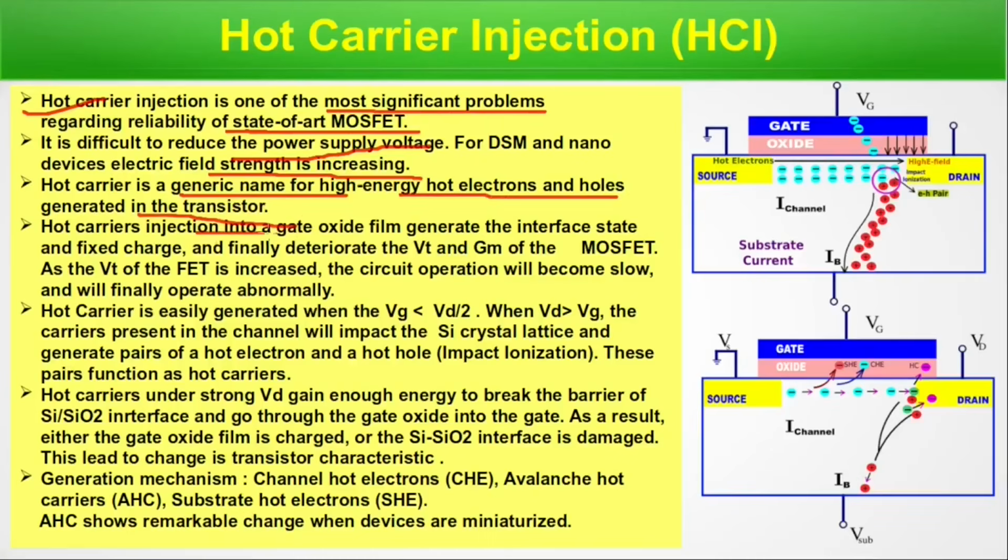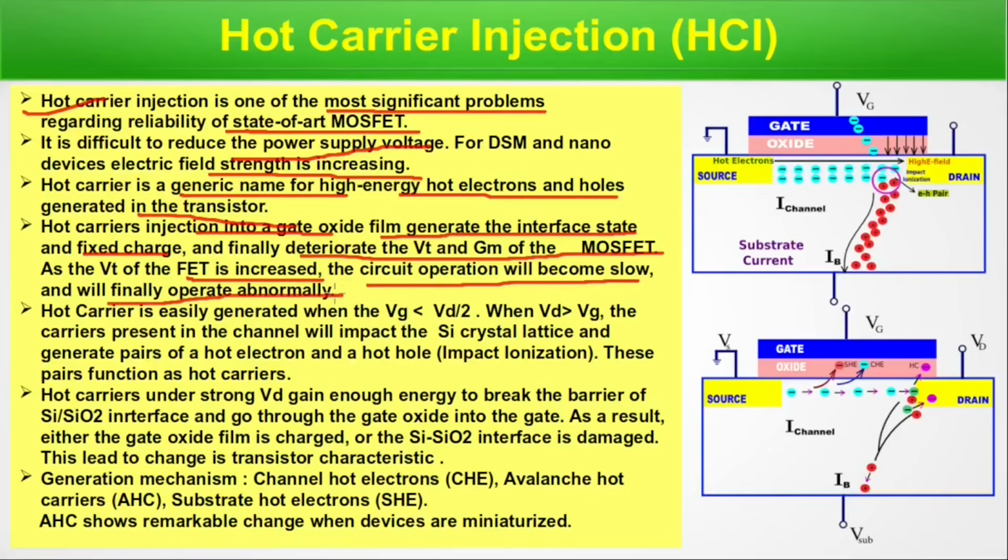Hot carrier injection into gate oxide film generates the interface state. If hot carrier is injected into gate oxide, it generates some interface state in oxide layer. And fixed charge, they do not move, but there are fixed charge, and if number of fixed charge is high, that will lead to deterioration of the dielectric layer condition or its property and lead to failure, breakage and failure. And finally deteriorate the VT and GM, that is transconductance of the MOSFET. As the VT of the FET is increased, the circuit operation will become slow and will finally operate abnormally.